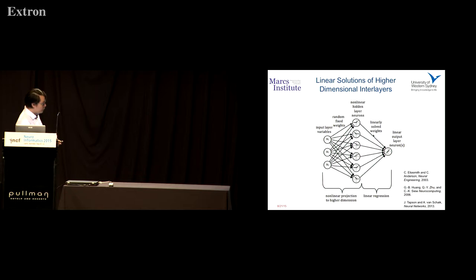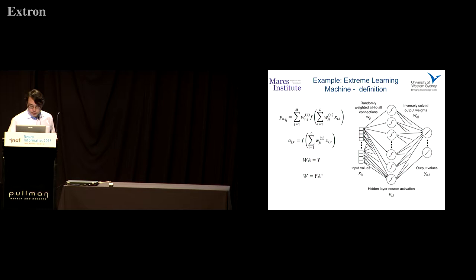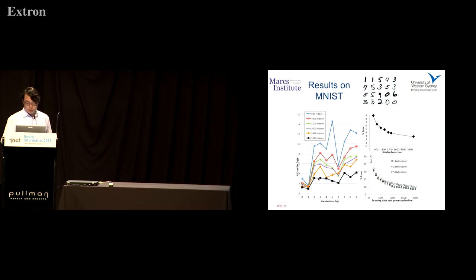Here are the equations. Y is our output, and this W is the randomly projected weights. And we need to solve this W, which is our decoding weights, so we use the pseudo inverse to calculate this. Then we apply it to the standard benchmark, the MNIST, which I think most people here are familiar with. This shows the effect of the size of the hidden layer. We can see that with the increase of the hidden layer size, the error goes down, but not linearly.